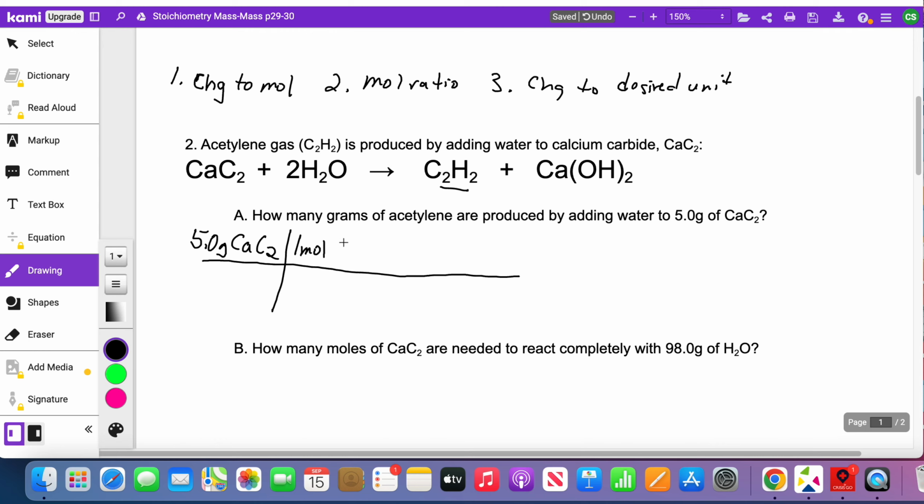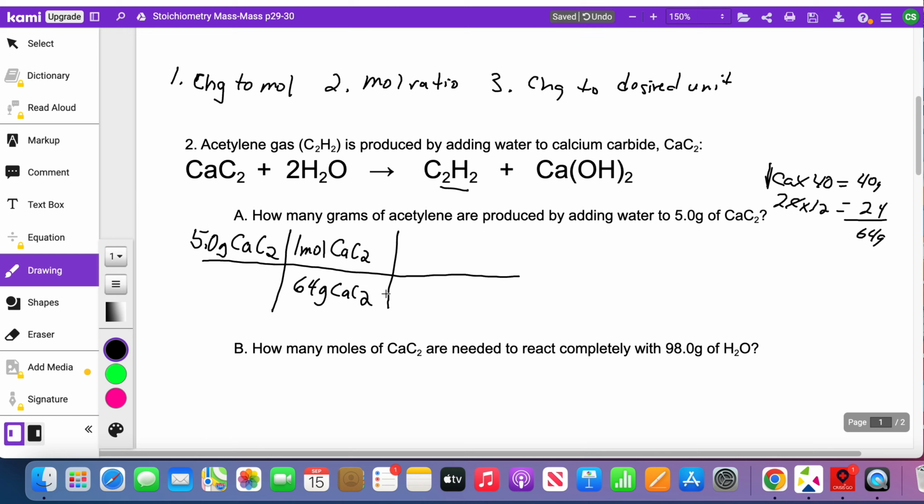1 mole CaC2. So we got 1 calcium times 40, so that's 40 grams. And we got 2 carbons times 12, that equals 24. So that equals 64 grams. That's the molar mass of the CaC2, calcium carbide. So 64 grams CaC2. Okay, so step 1, change to moles.